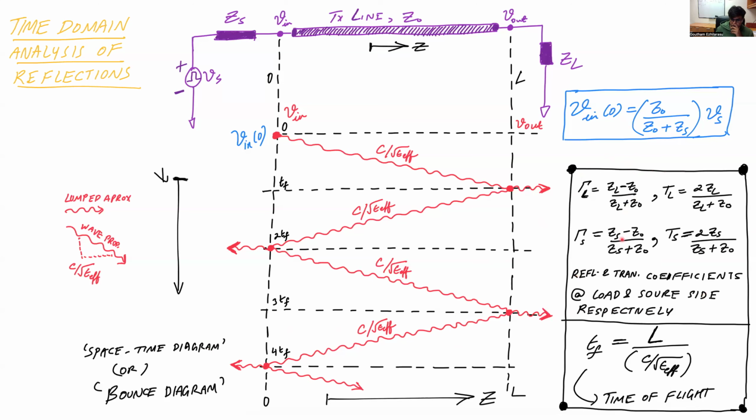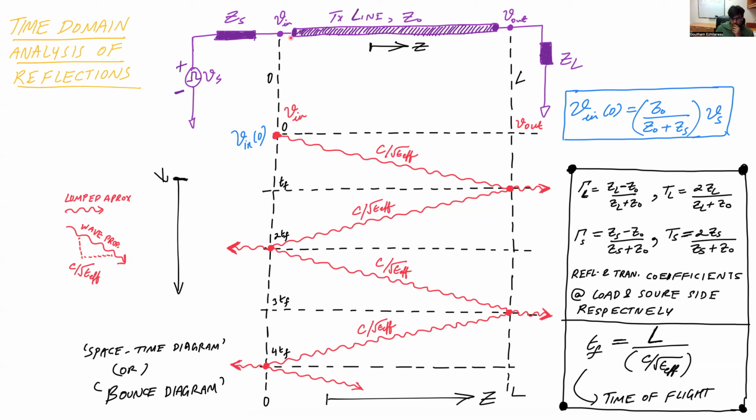And obviously, we can define at each one of these interfaces what is the reflection coefficient and the transmission coefficient. So the reflection coefficient at the load side is going to be ZL minus Z naught by ZL plus Z naught. And the transmission coefficient at the load side is going to be 2ZL by ZL plus Z naught. While the reflection coefficient at the sender, which is the transmitter side, is going to be Zs minus Z naught by Zs plus Z naught. And the transmission coefficient at the transmitter side is going to be 2Zs by Zs plus Z naught.